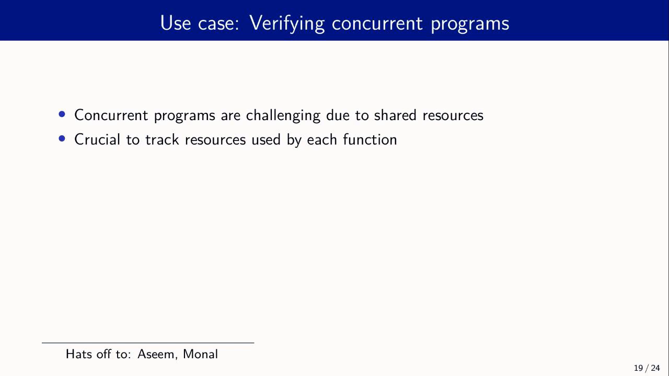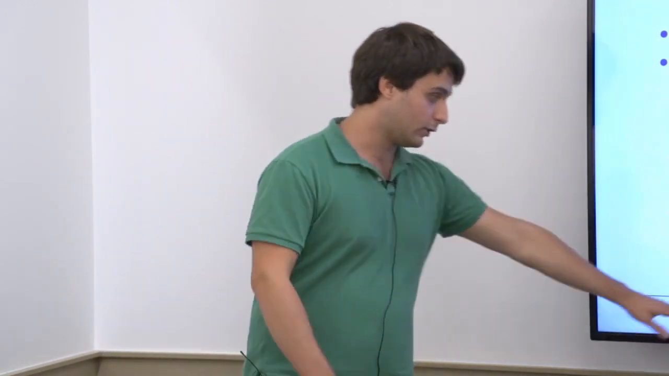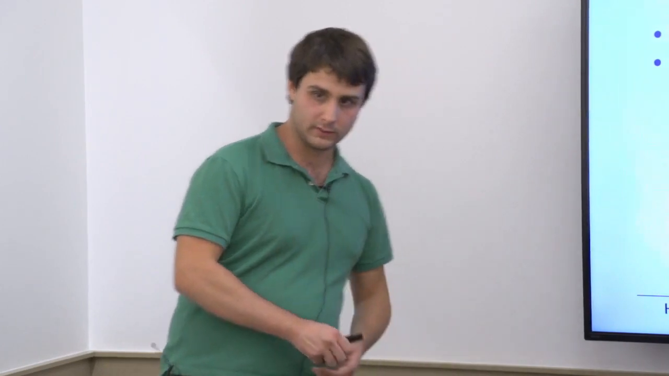Right, I'm pretty much close to done. So now there are many use cases that people have been developing over the past year, I guess. But here's one we're working on: verifying concurrent programs and using concurrent separation logic inside F-star. This is following work that Aseem and Monal did in MSR Bangalore, and maybe Nik as well worked a lot on this.